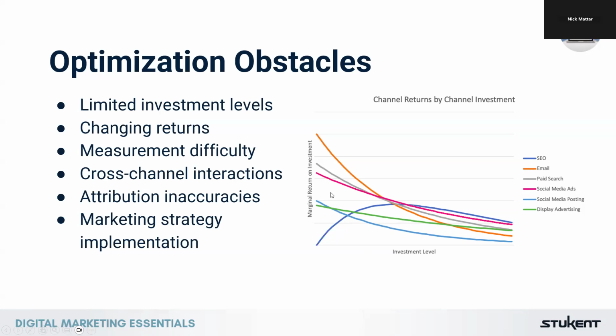On the other hand, there's a lot of cross-channel interactions. Email marketing doesn't really work by itself. You still need to get subscribers. How do you get subscribers? SEO, paid search, social media ads, organic social media, and display. All those different channels are necessary in order for email marketing to be effective.